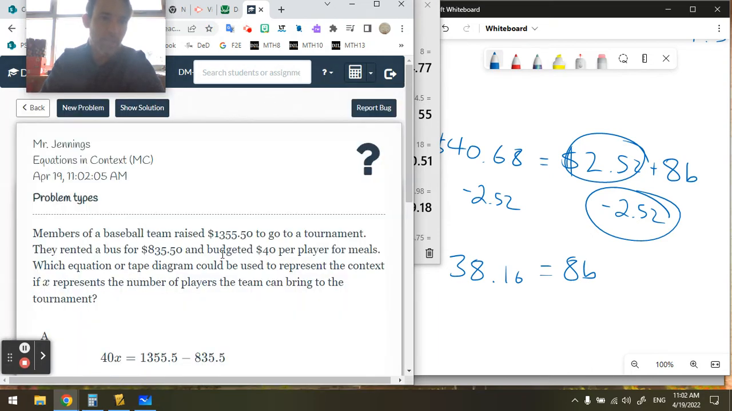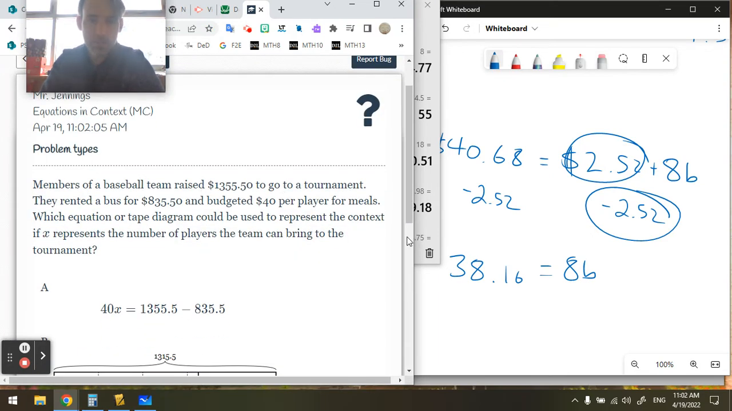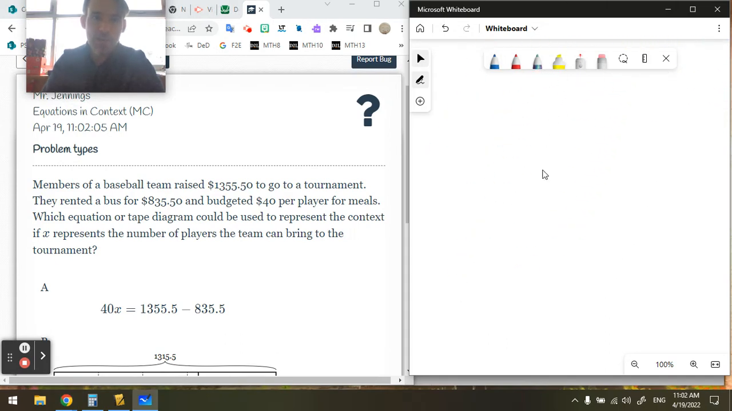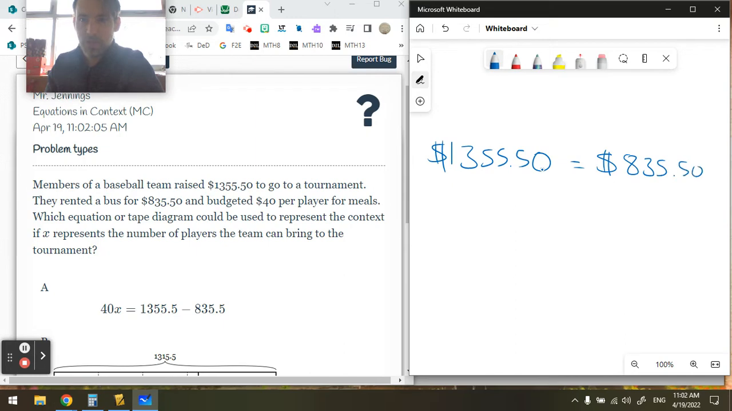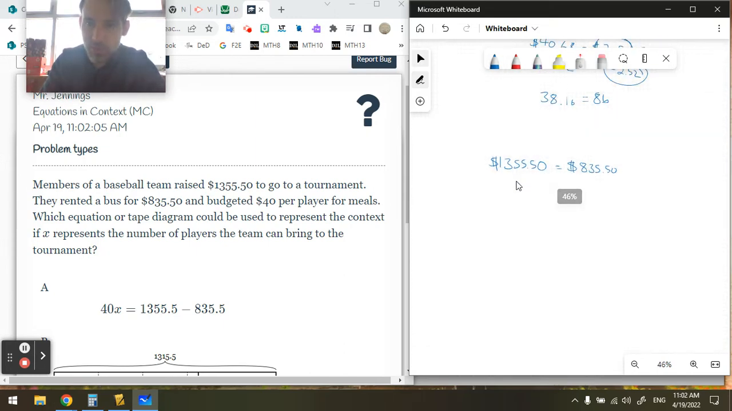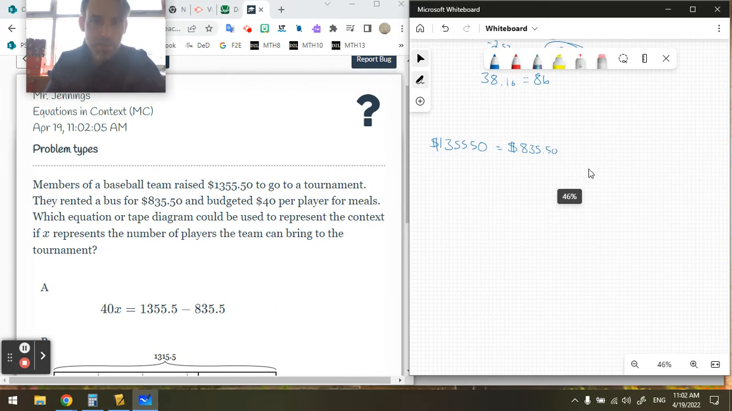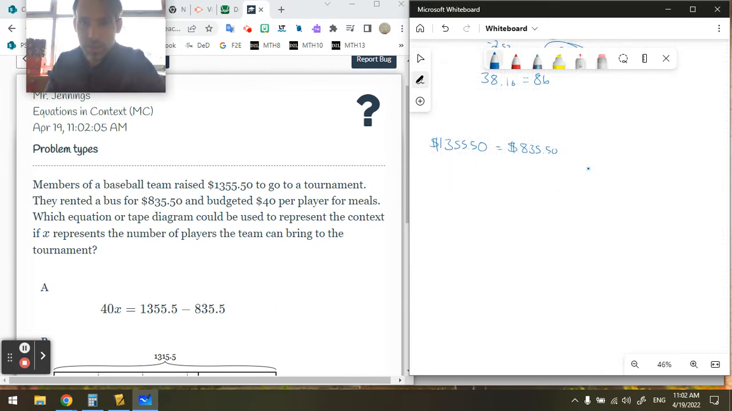Equations in context. So here, members of a baseball team raise this amount of money to go to a tournament. Okay, so they have 13,055.50 to spend. And we don't say 0.5, we say 0.50 because it's money. Okay? And they rented a bus for 835.50. Okay? So this is just a fixed cost, 835.50, plus they're still going to have a little bit of money left over that they can spend on players. $40 per player for meals. Okay, so it's going to be plus 40 times X. Okay, X is the number of players here.